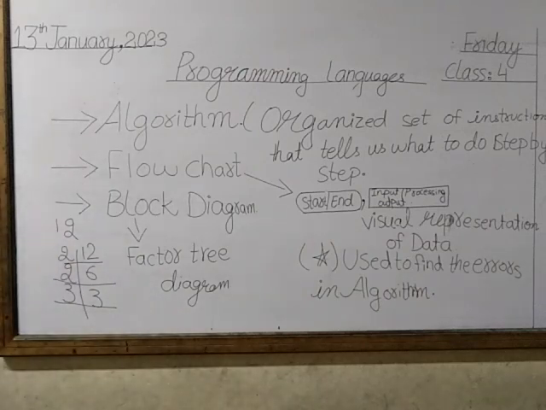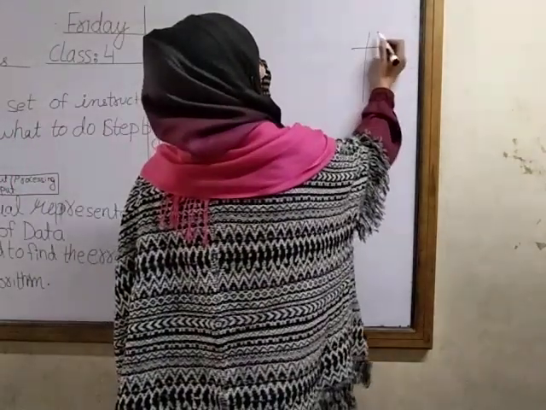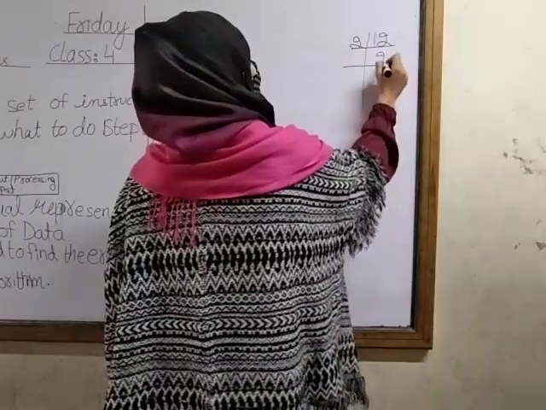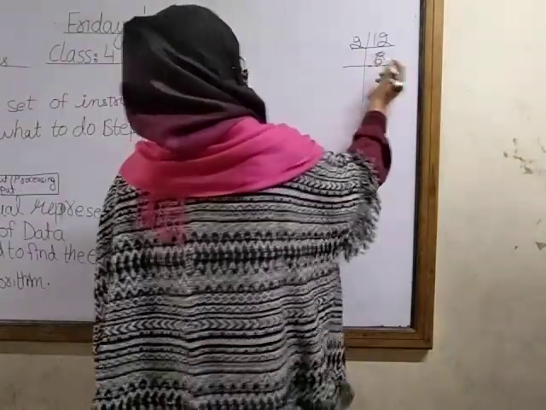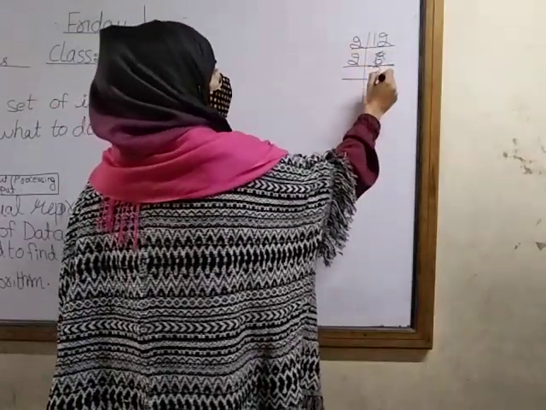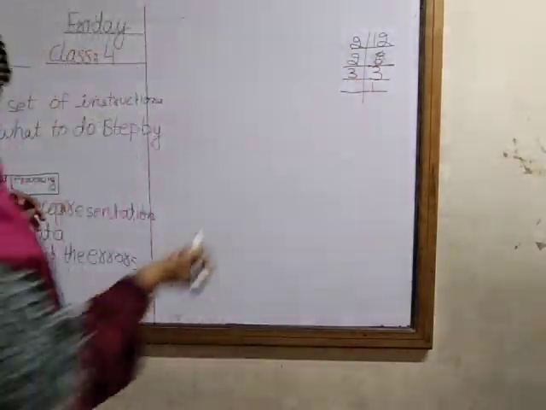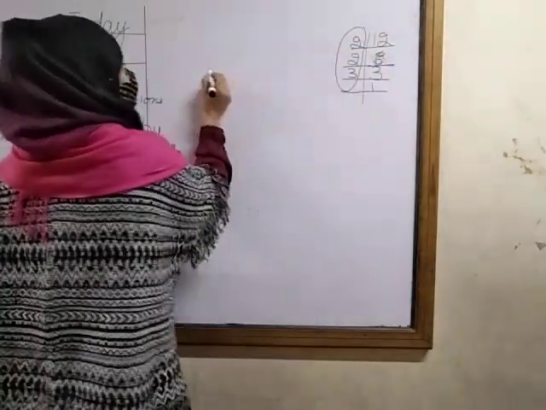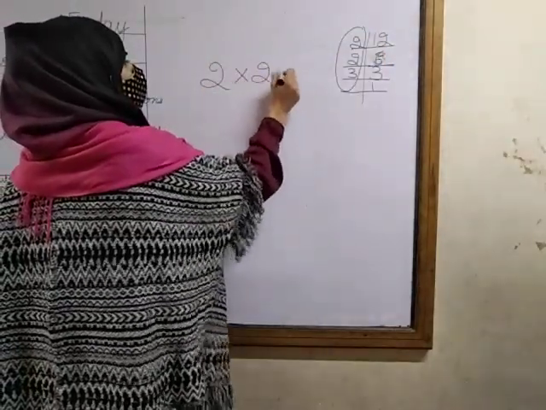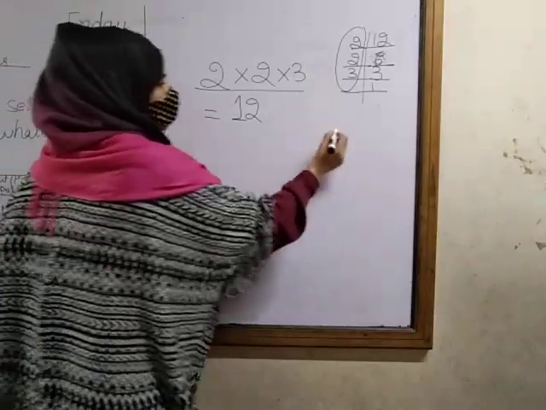Now we are going to draw the block diagram of 12. In the factor tree diagram we use the number 12 and start finding the factors of 12. The factors of 12 are 2 and 6, because 2 times 6 is 12, and then 2 and 3, because 2 times 3 is 6. So these are the factors of 12. 2 multiplied by 2 multiplied by 3 is equal to 12.